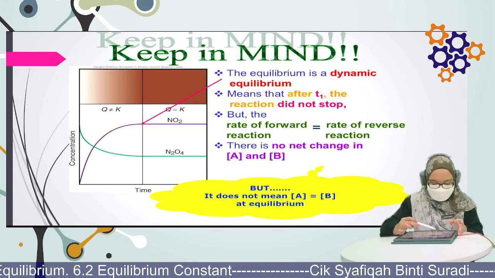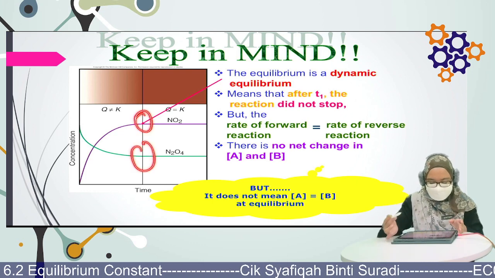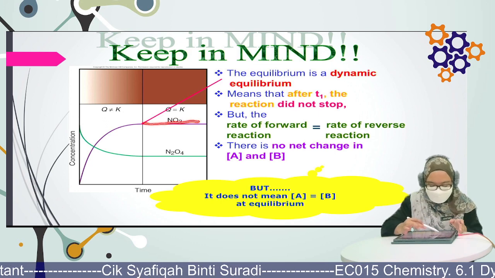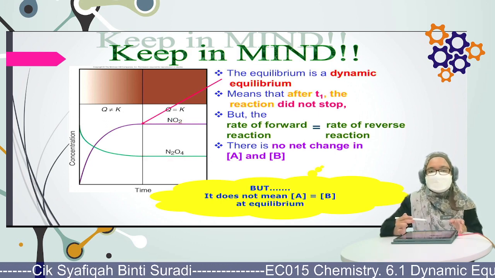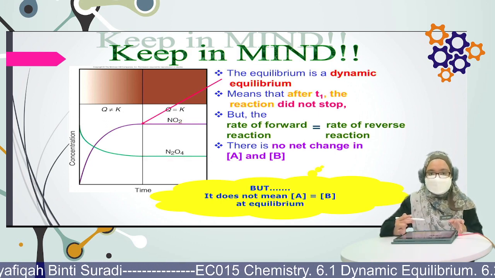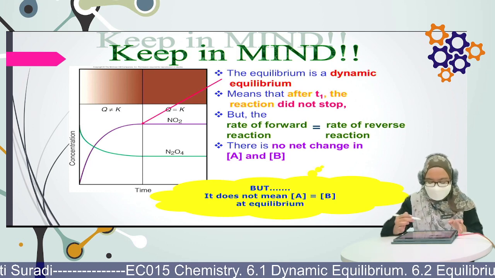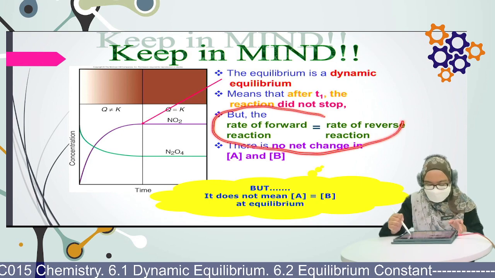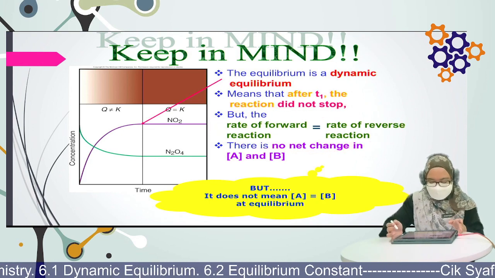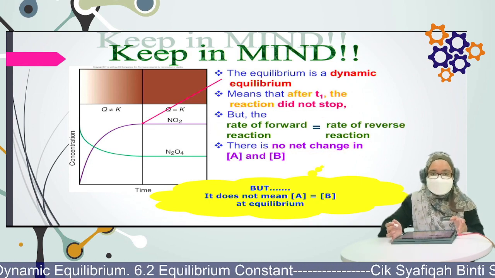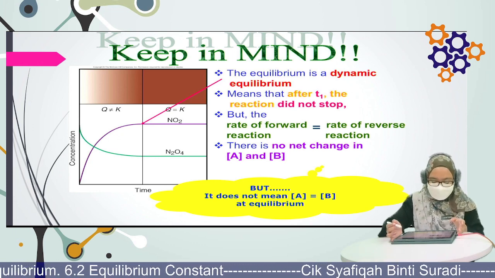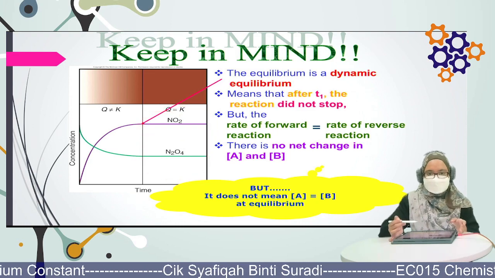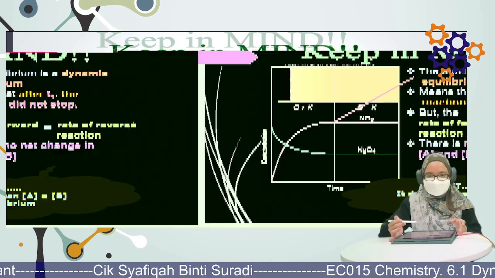Okay, so kita nak tahu yang ini adalah dynamic equilibrium. Means that after T1, the reaction tu dia tak stop. The reaction did not stop, but the rate of forward reaction is equal to the rate of reverse reaction. Maksudnya tak ada perubahan, that there is no net change in the concentration of A dan juga B. Sebab tu dia capai dynamic equilibrium.